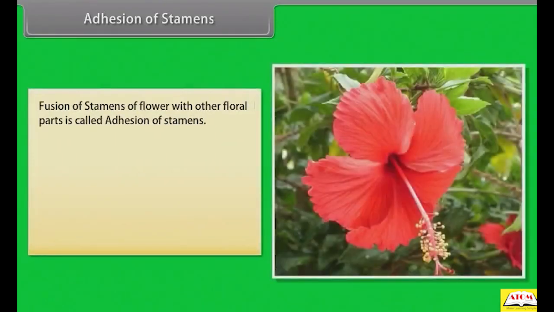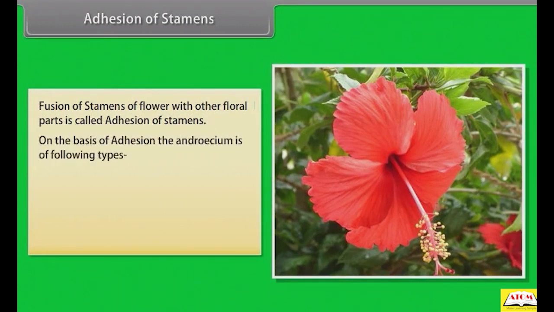Adhesion of stamens. Fusion of stamens of a flower with other floral parts is called adhesion of stamens. On the basis of adhesion, the androecium is of the following types: epipetalous, episepalous, epiphyllous, gynandrous.